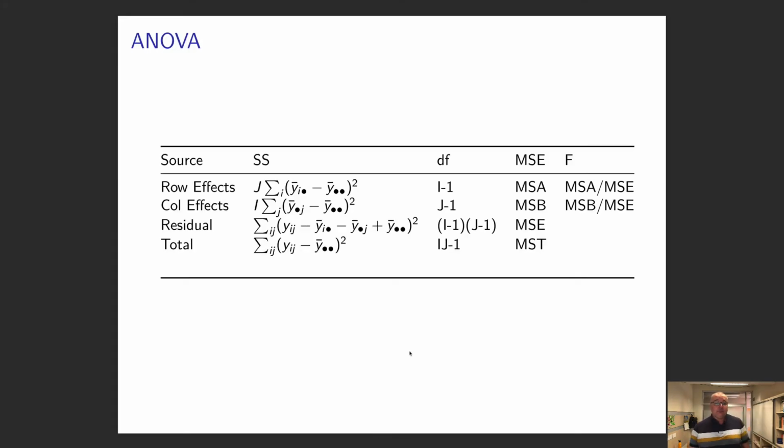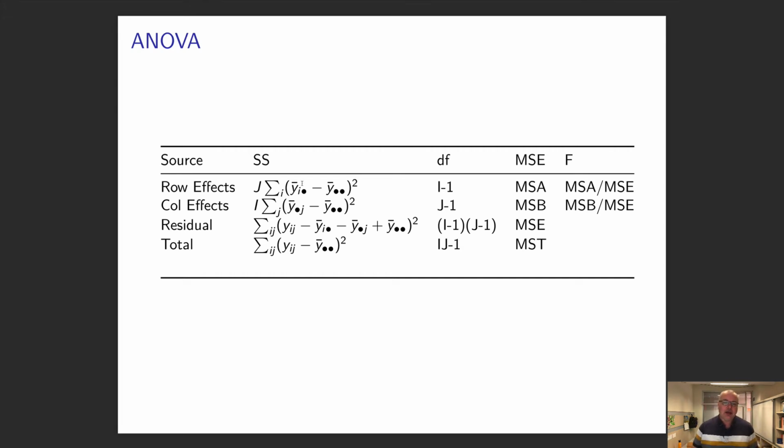Here's our ANOVA, and what we get are our row effects. This is about how much the means for the ith level of the first predictor change from the overall mean. You have your column effects, which is how the means of your second predictor's levels vary. You have your residuals, which is the stuff left over, and the total. You can do two hypothesis tests. For each, the mean square is the sum of squares divided by the degrees of freedom. And again, we see that nice relationship.